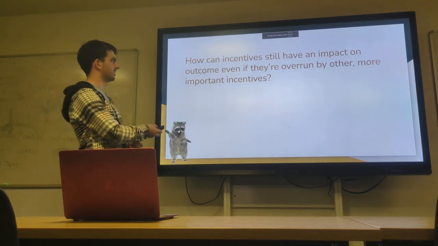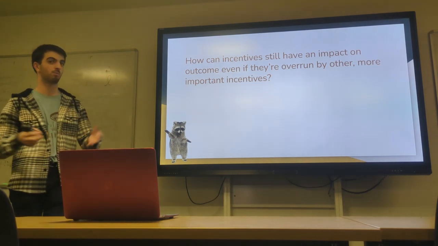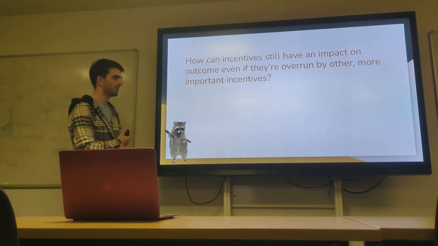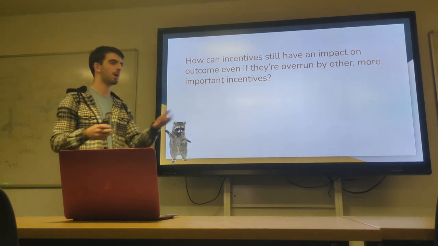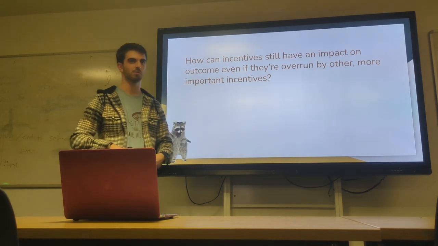So, question: how can incentives still have an impact on outcome, even if they're overrun by other more important incentives? Basically, what if you care about something, but you care about other things more, and it's unclear how that thing is going to be influential?